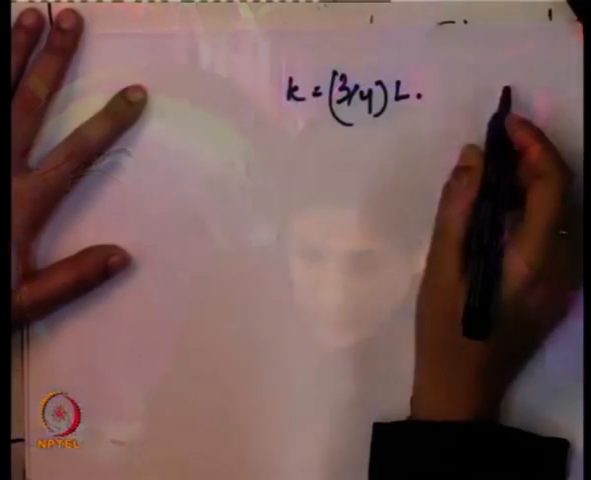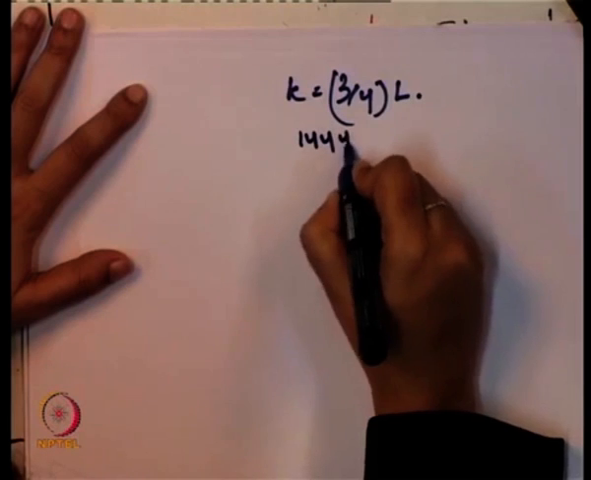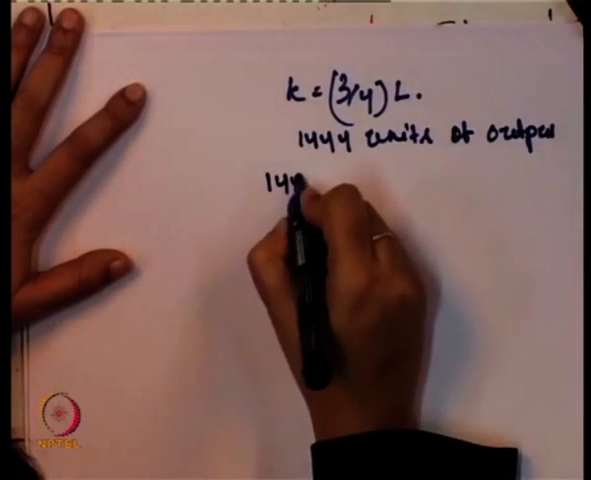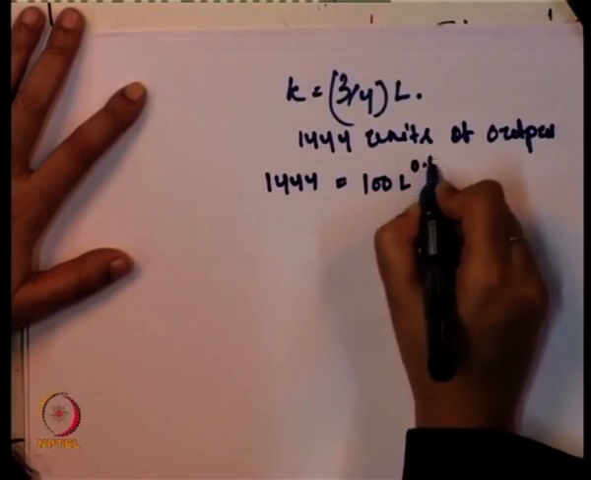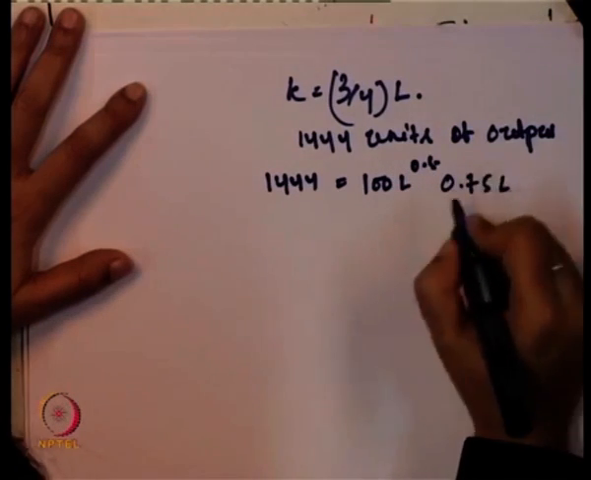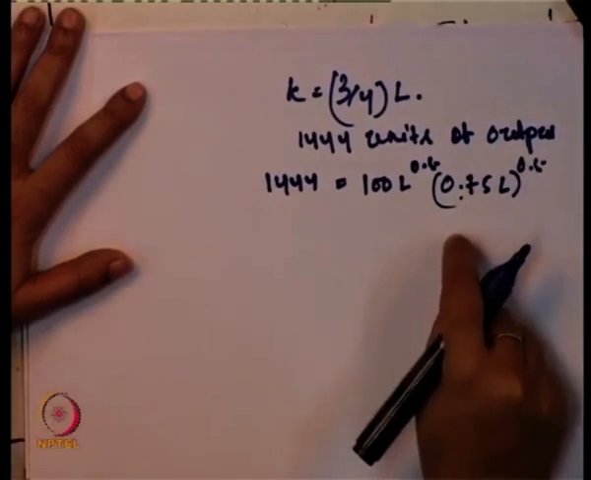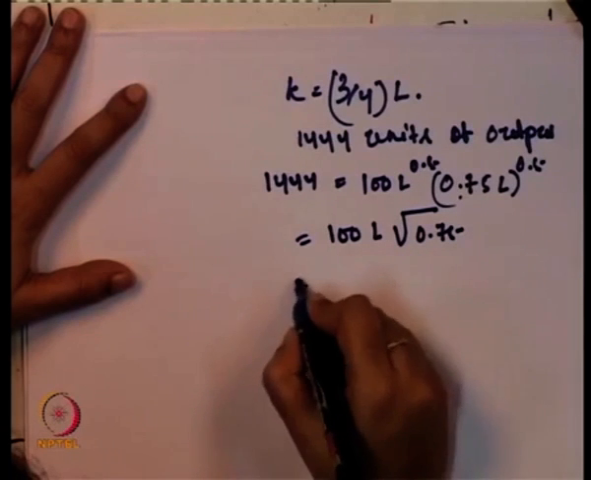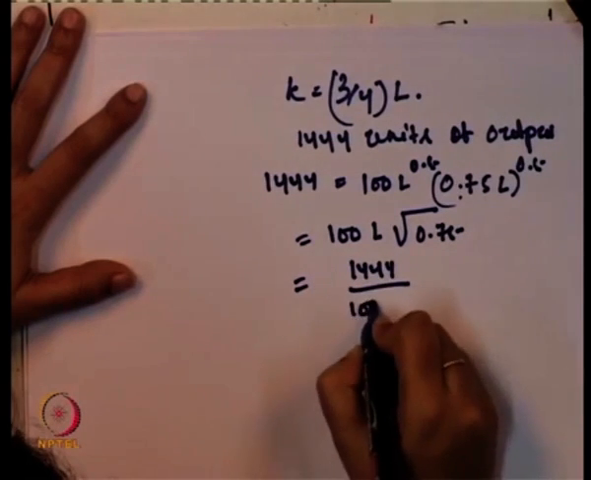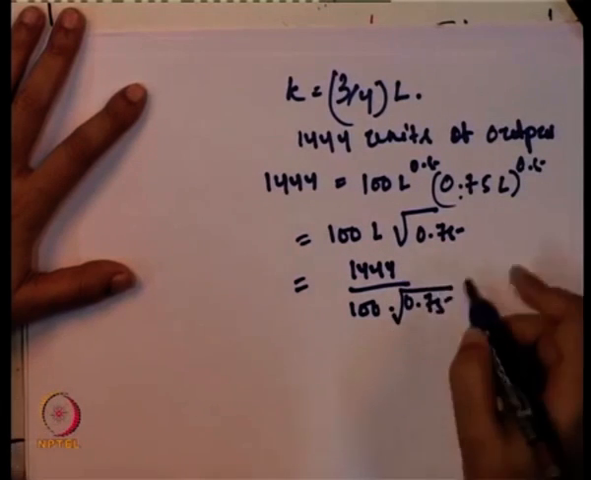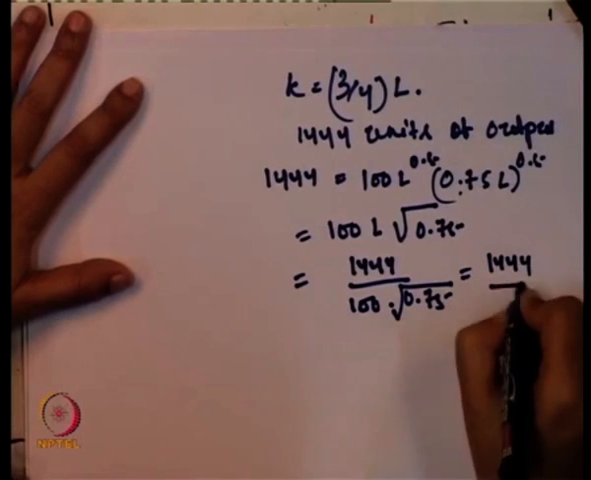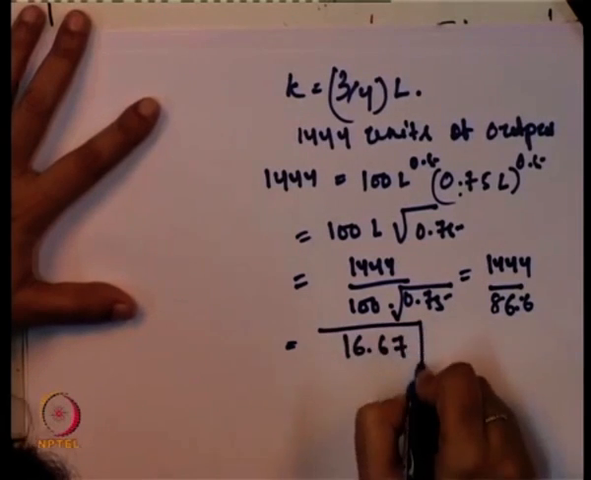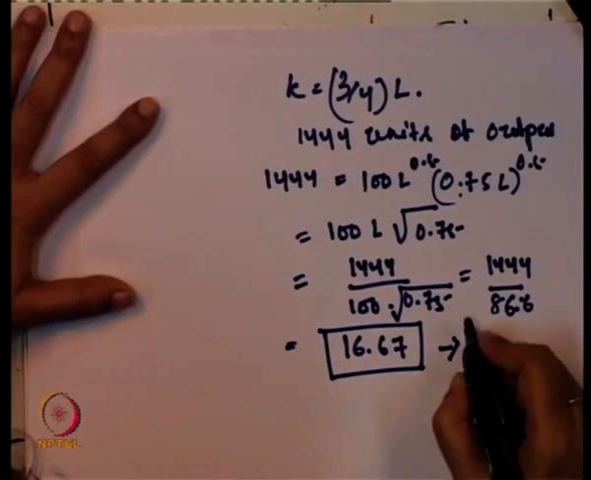So, if you substitute the value of K into the given production function for 144 units of output, that is 144 equals 100 L^0.5 into (0.75 L)^0.5, because K is equal to 0.75 L. So, that comes to 100 L root 0.75, which comes to 144. 100 root 0.75, that is 86.6, so L comes to 16.67. So, 16.67 is the value of L.